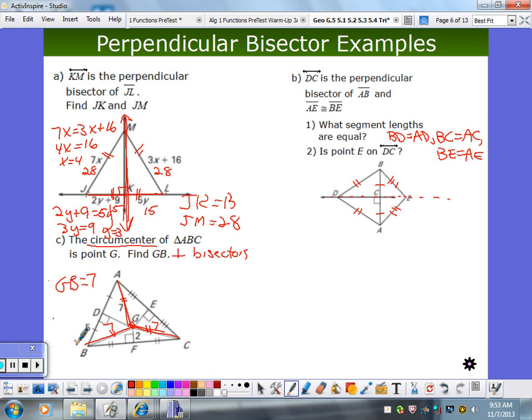Which one? No. BG. I don't know what those are. Those are actually the perpendicular bisector lengths. Those don't have to be congruent. But the vertex to the circumcenter, they're all going to be congruent. You can't make an assumption about these guys.